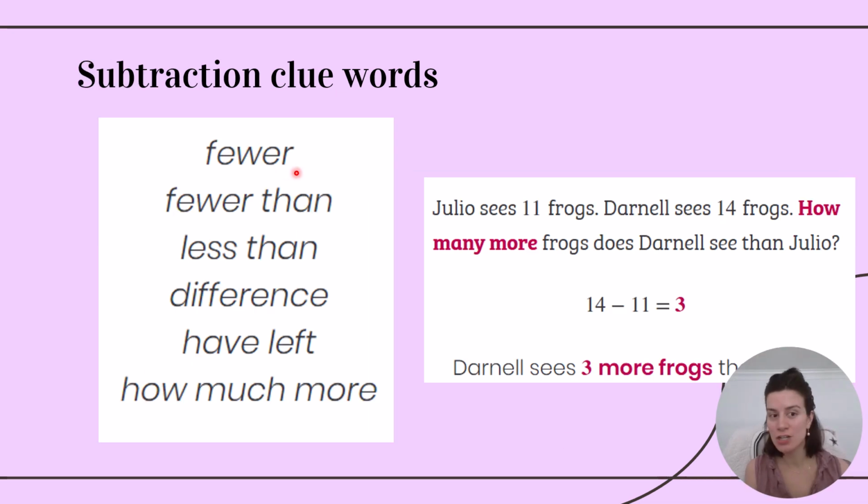Now let's look at subtraction clue words. Fewer, fewer than, less than, difference, have left, how much more. This story problem reads, Julio sees 11 frogs. Darnell sees 14 frogs. How many more frogs does Darnell see than Julio? The number sentence reads 14 minus 11 equals 3. Darnell sees 3 more frogs than Julio.